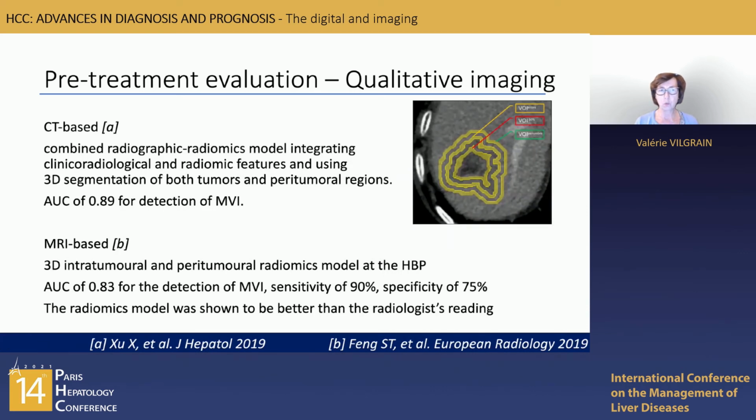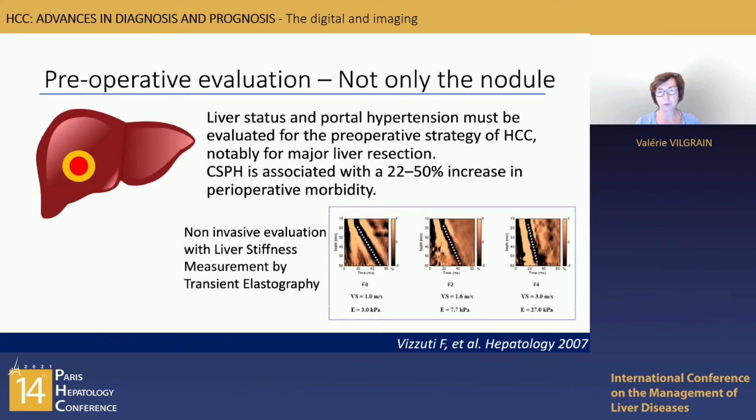Again, two studies, one focused on CT, the other on MR, showed in a large number of patients that using segmentation of the tumor, but also segmentation of the surrounding liver adjacent to the tumor, it was possible with a high value of area under the curve to detect microvascular invasion. Again, we have to confirm this approach, but this could be extremely interesting.